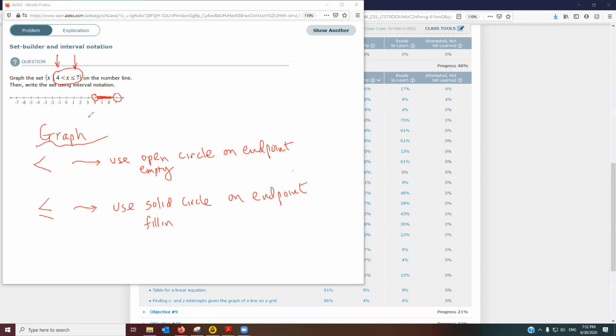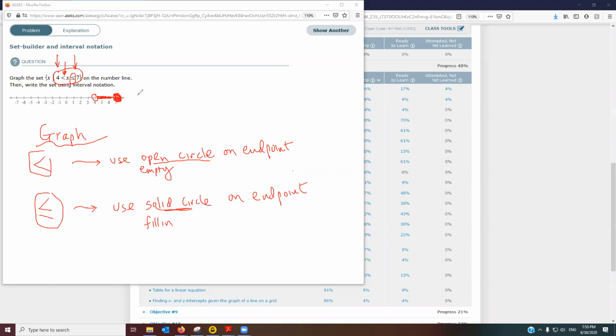But do I make the endpoint a filled-in circle or an empty circle? Well, notice the 4 is just a less than symbol. If it's a less than symbol, you leave it as open. Let me go over to the 7, though. The 7 has a less than or equal to associated with it. That means I need a solid or filled-in circle. So this circle here on the 7 has to be filled in.